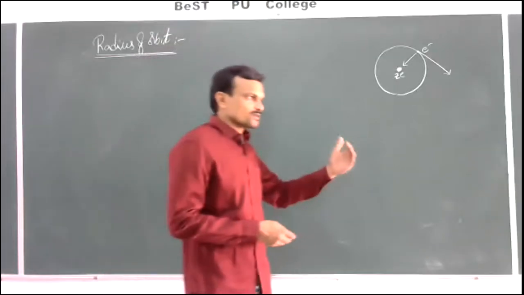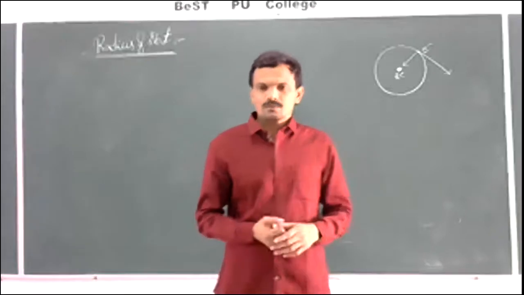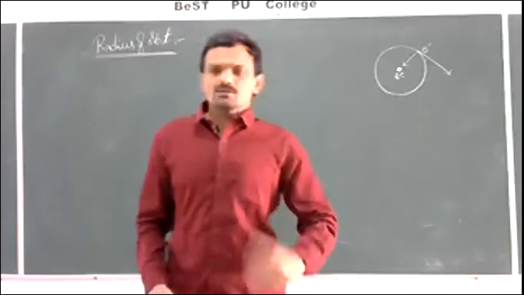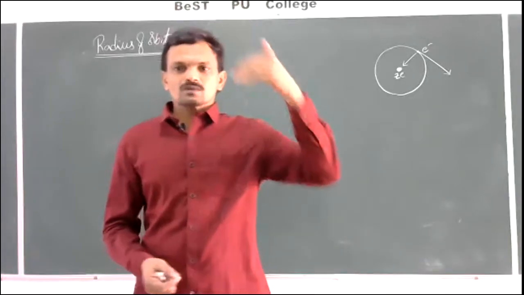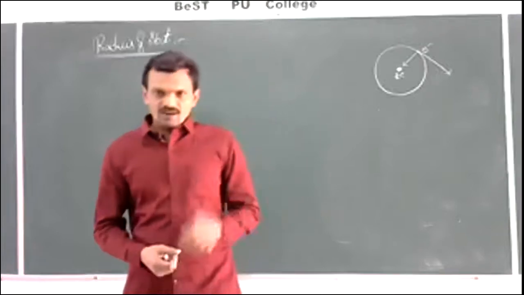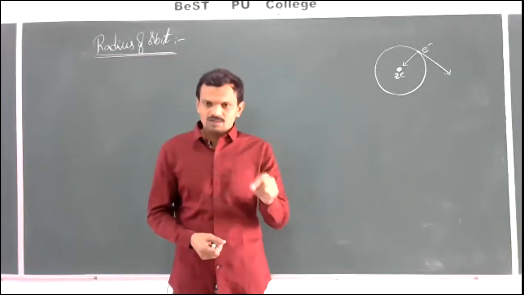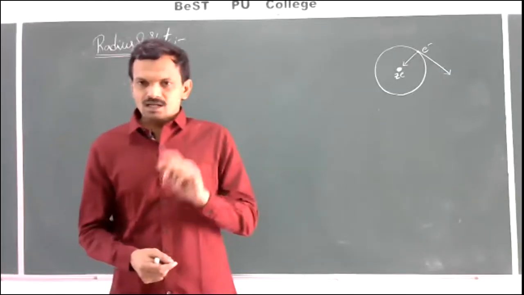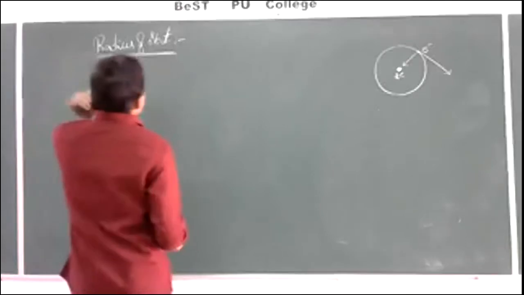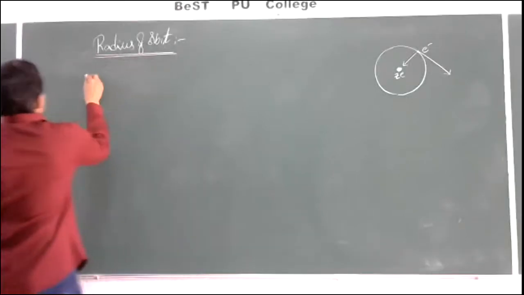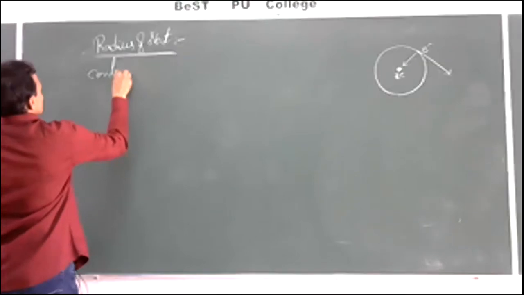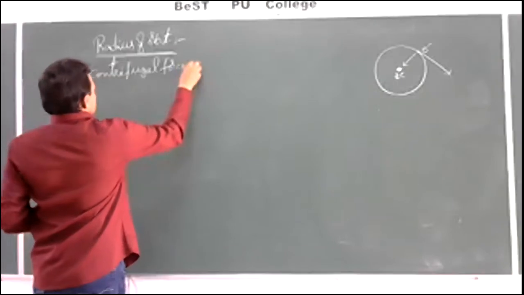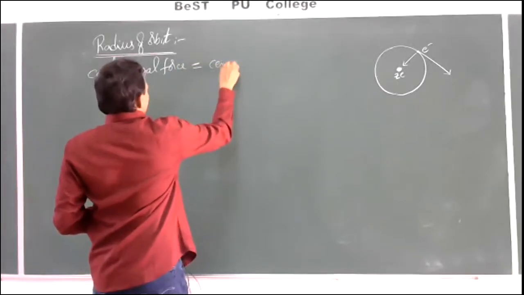Then only the electron can revolve in a particular orbit. If the centrifugal force is dominant over the centripetal force, then the electron jumps from a lower orbit to a higher orbit. If the centripetal force is predominant, the electron goes from a higher orbit to a lower orbit. So for an electron to revolve in a particular orbit, these two forces must be equal. This is the condition required. Now let us apply the condition: centrifugal force must be equal to centripetal force.